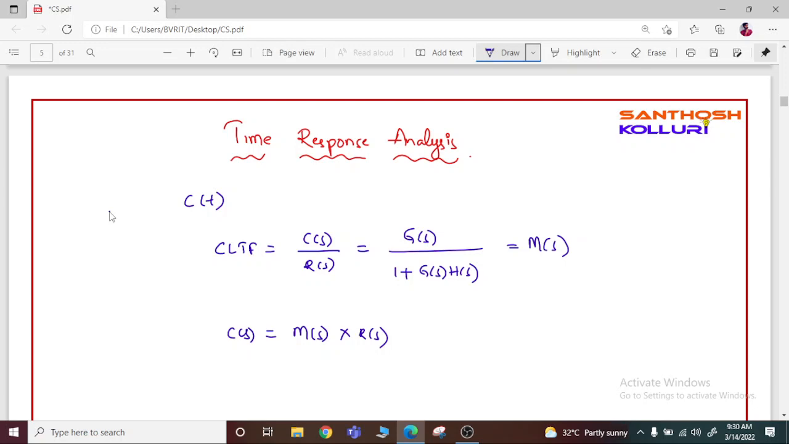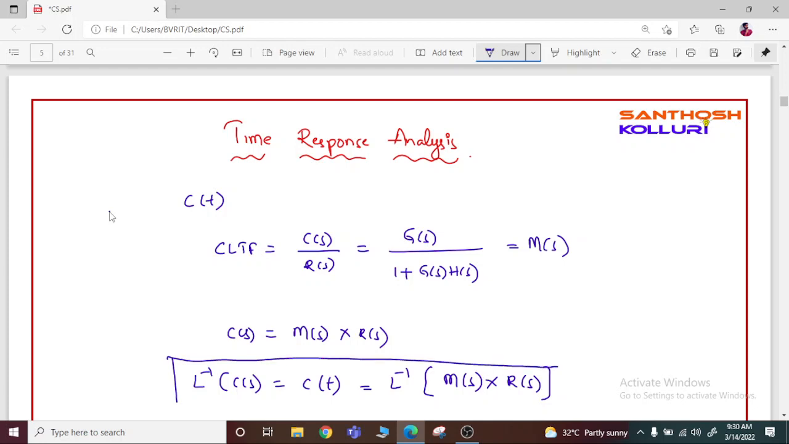So on taking the inverse Laplace of this output which is in s domain, we get our time domain output, the response in time domain, which is nothing but the inverse Laplace of this entire transfer function M of s and the input R of s. So this is the time response in time domain analysis for the given transfer function.